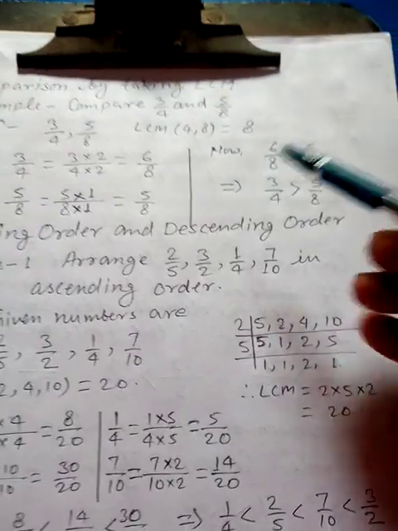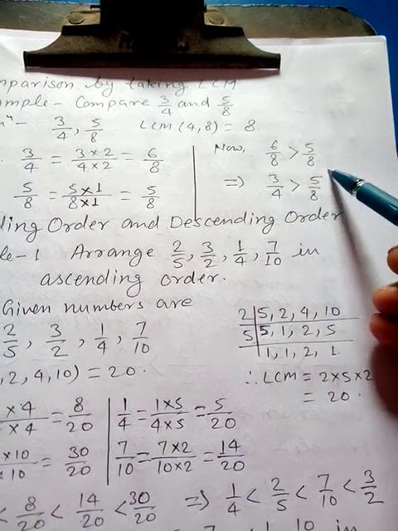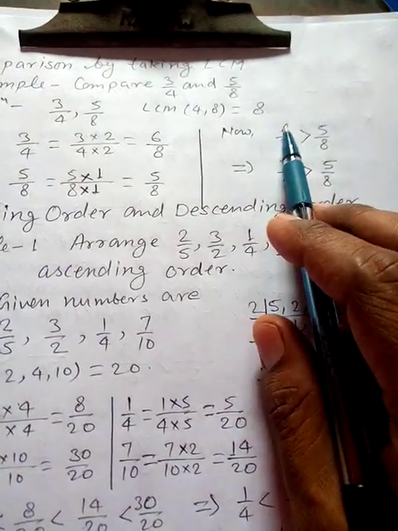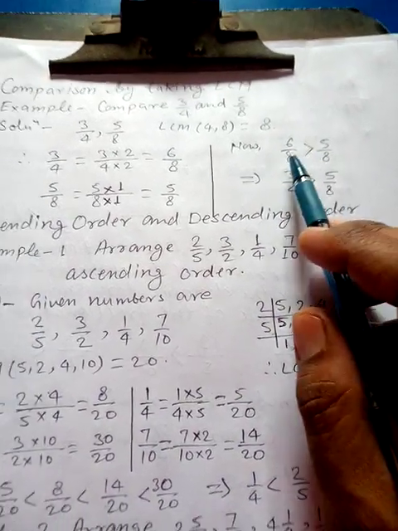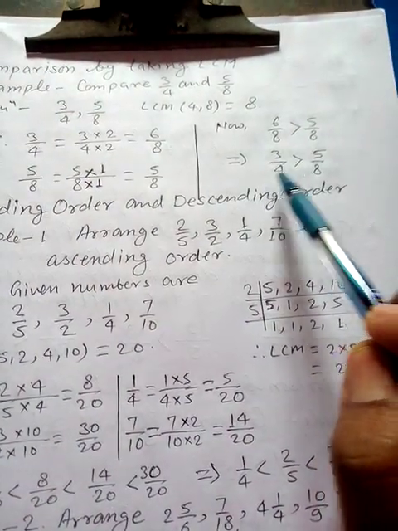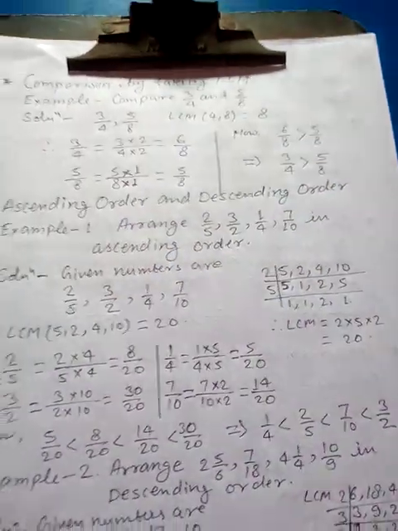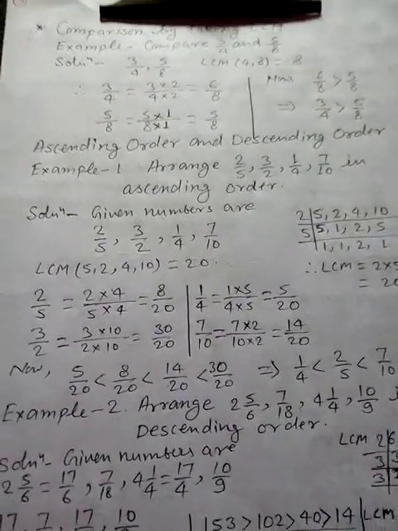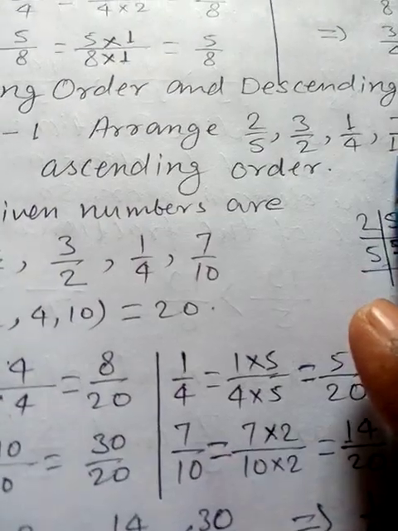So 6 by 8 and 5 by 8 have the same denominators, and we use the first rule. The 6 is greater, so 6 by 8 is greater than 5 by 8. And 6 by 8 is for 3 by 4. So 3 by 4 is greater than 5 by 8. Very simple. Now we have to arrange these given numbers in ascending order.